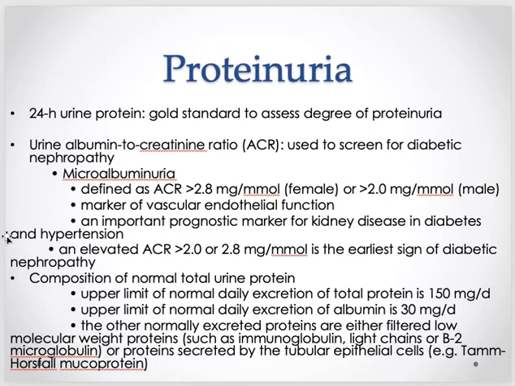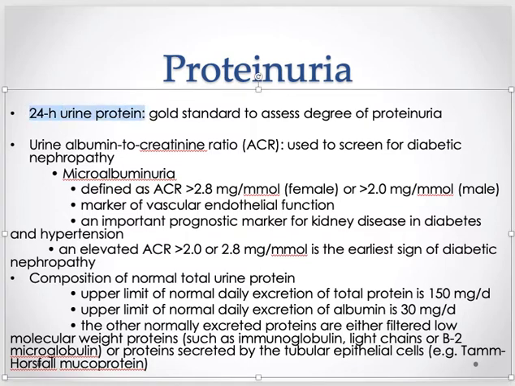The standard test which we can do is called 24-hour urinary protein. This is the gold standard to assess degree of proteinuria. You have to collect the urine for 24 hours, and then you will see how many proteins are there. Of course, a long procedure, right? In the previous lecture, when we were studying multiple myeloma, there was proteinuria in multiple myeloma as well, right?